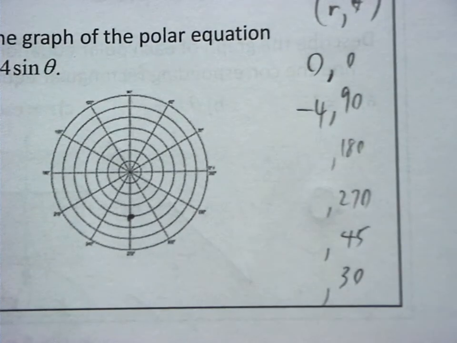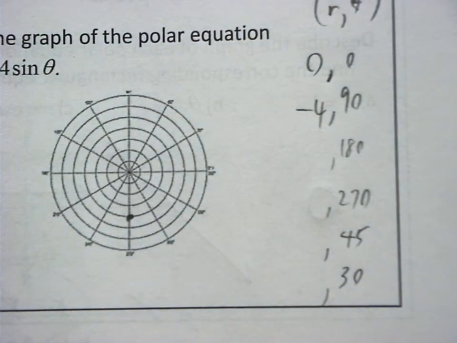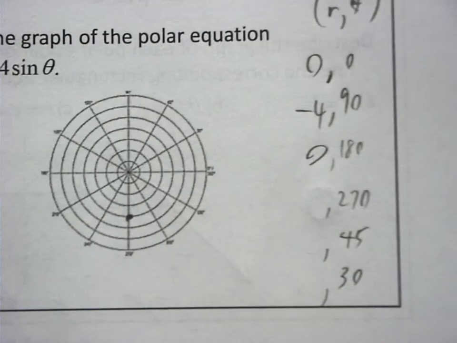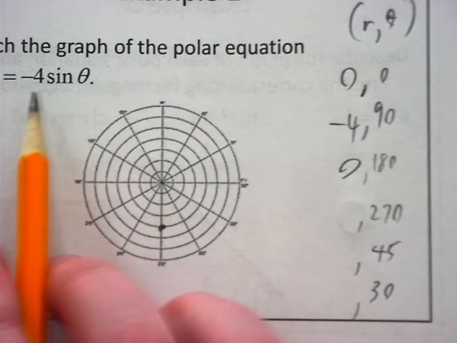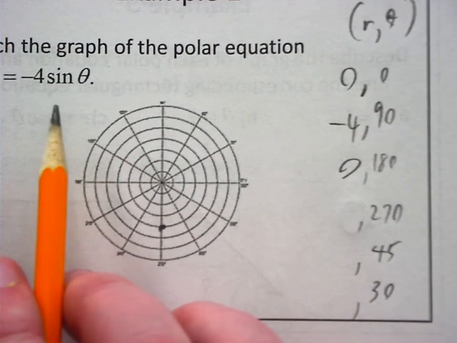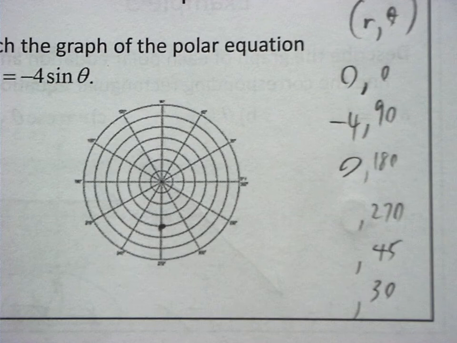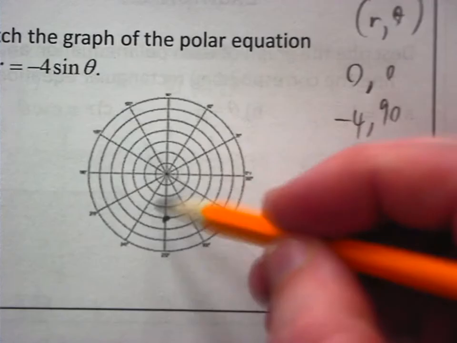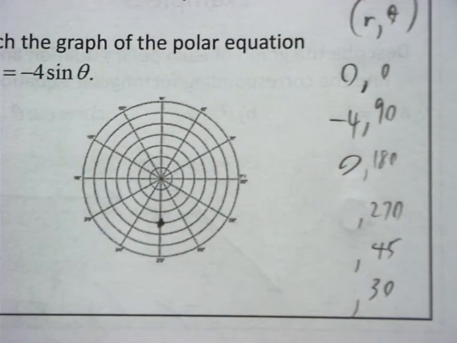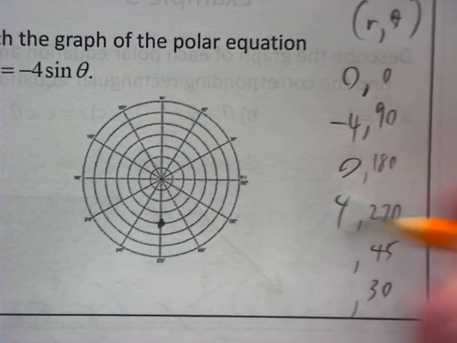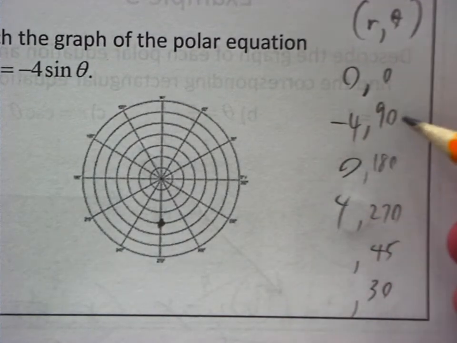At 180, you're again going to get 0. 270, well, what's sine of 270? -1, so that's going to give you 4. So where's that at? Same spot. It's 4 down. So you'll get this showing up a lot where you'll have this repetition going on. So 4, 270 is the exact same thing as -4, 90.